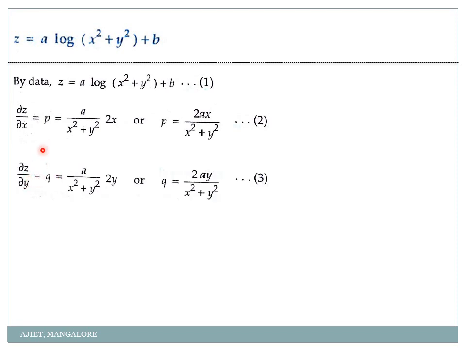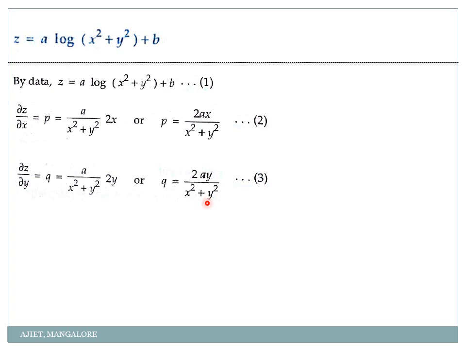So dou z by dou y, I am calling it as q. Q is equal to, again a as it is, differentiation of log is 1 by x square plus y square, and I need to differentiate y. So y square gives 2y. Or I am calling it as q is equal to 2ay divided by x square plus y square.